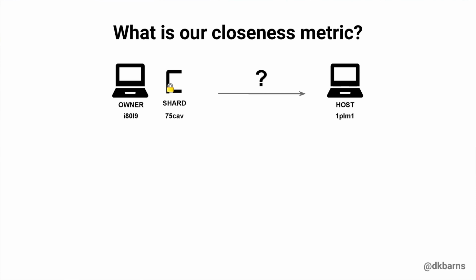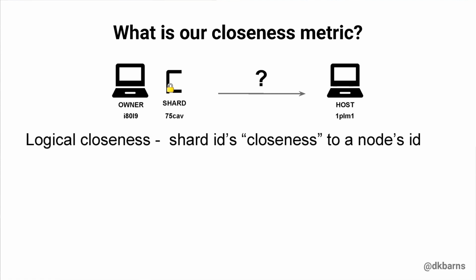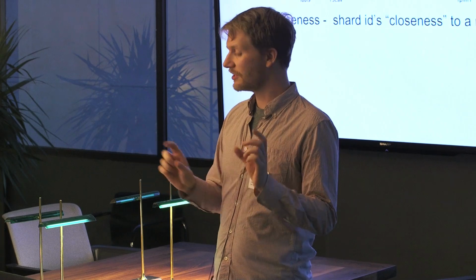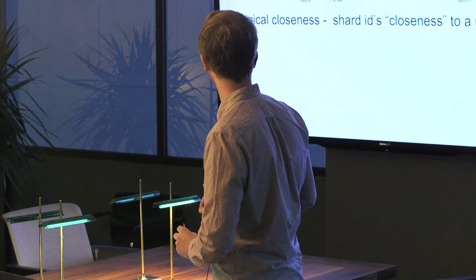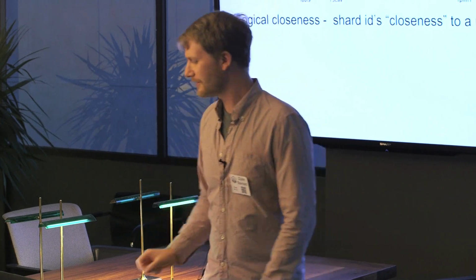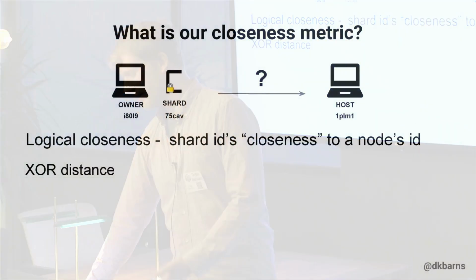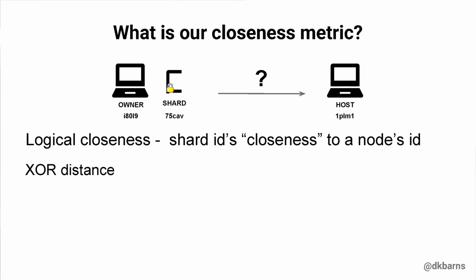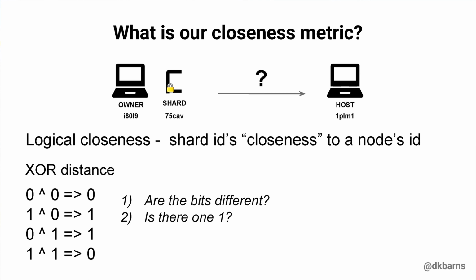So let's think about a closeness metric for IDs. Our closeness metric is going to be logical closeness. So how we answer the question of where do we send a shard and to which node? We're going to send the shard to the closest node's ID to the original shard's ID. Maybe that didn't make too much sense, but the answer more specifically is we're going to take the XOR distance of each node's ID. Now, if your bit manipulation skills are a bit rusty, here are some examples.